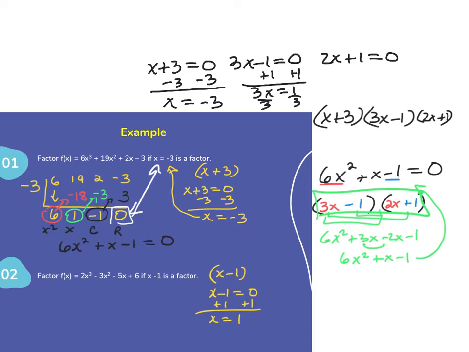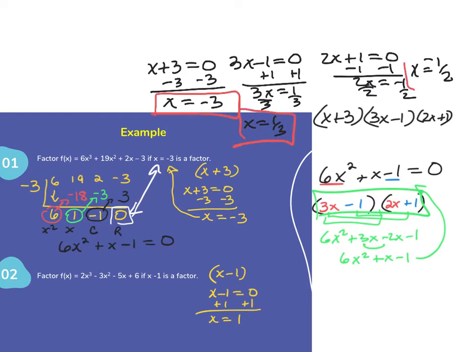Divide by 3, and x equals 1/3, and then here, subtract 1/2, and x equals negative 1/2. So my three zeros are negative 3, 1/3, and negative 1/2. When you're entering the zeros into WebAssign, enter them as fractions. You don't have to put the x equals, you're just going to put the numbers and separate them with commas. But if it says to list the factors, then you would list, type in this.